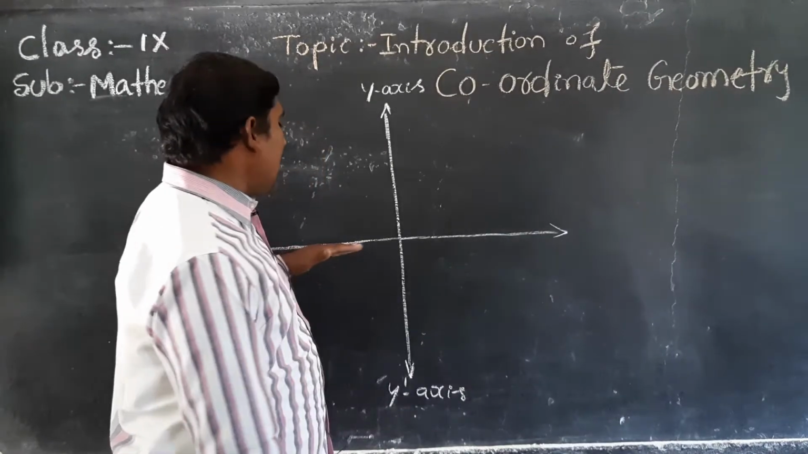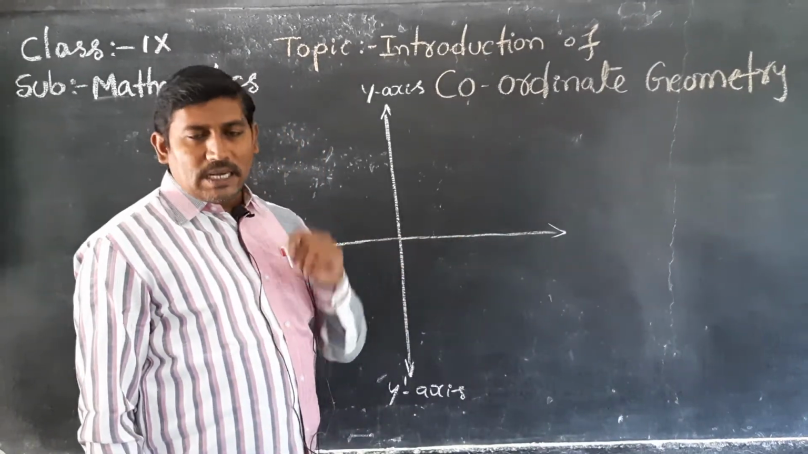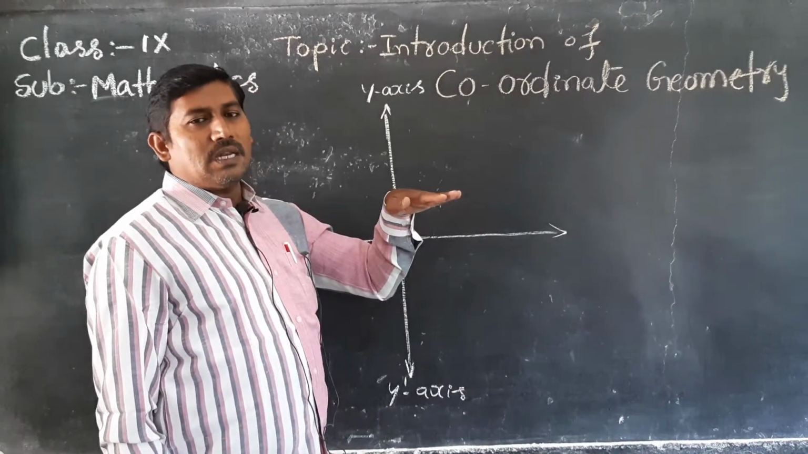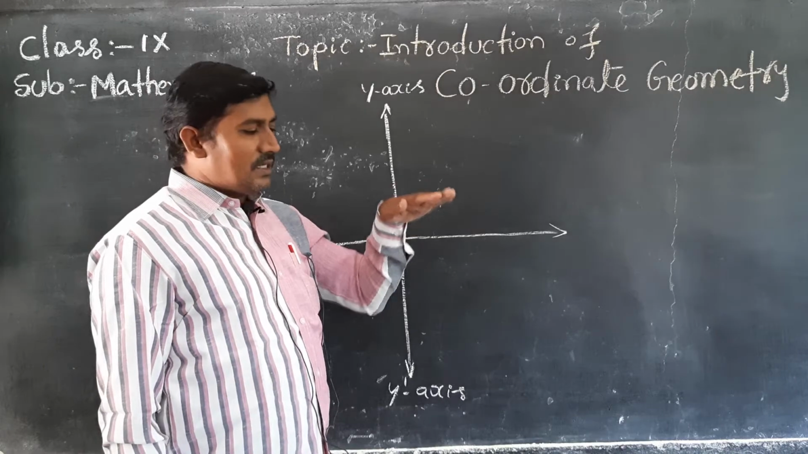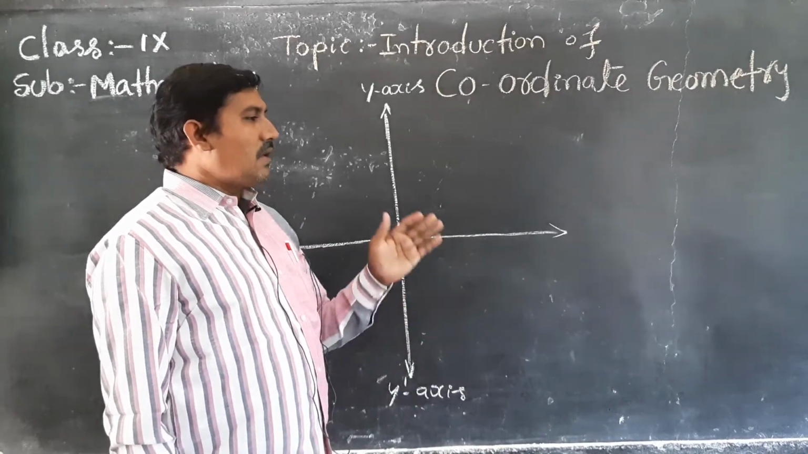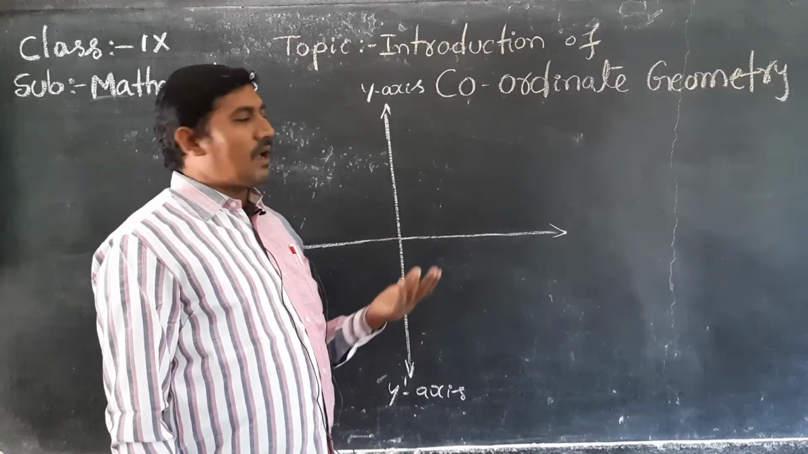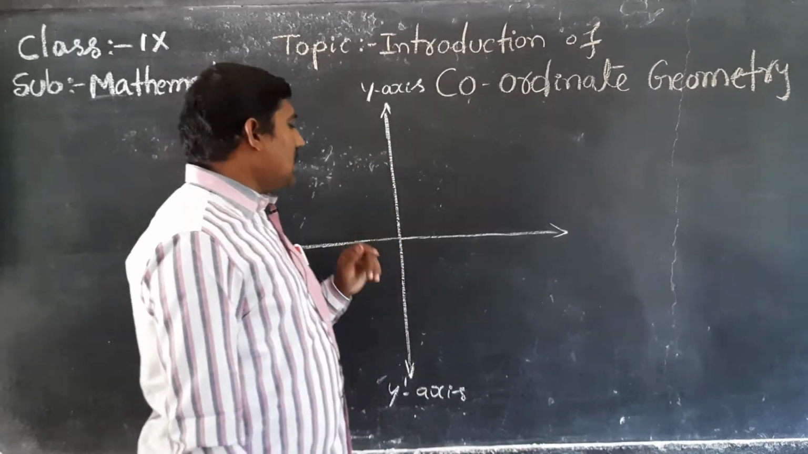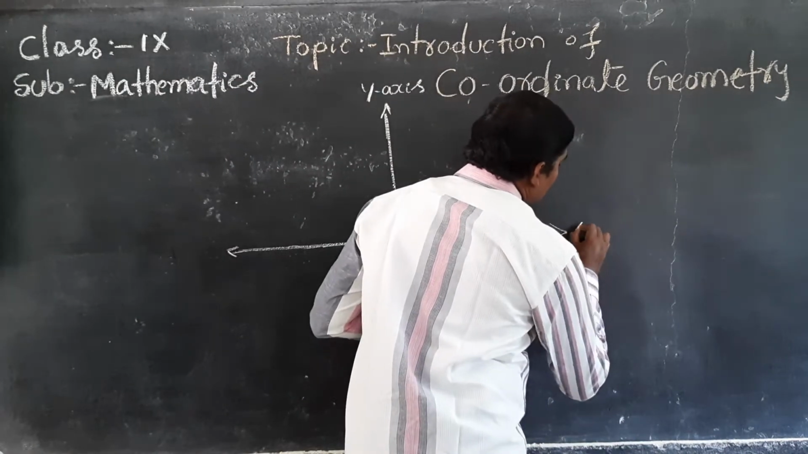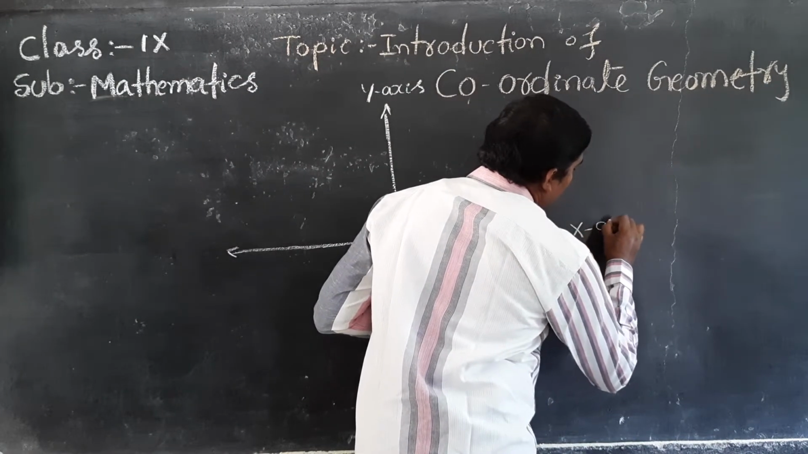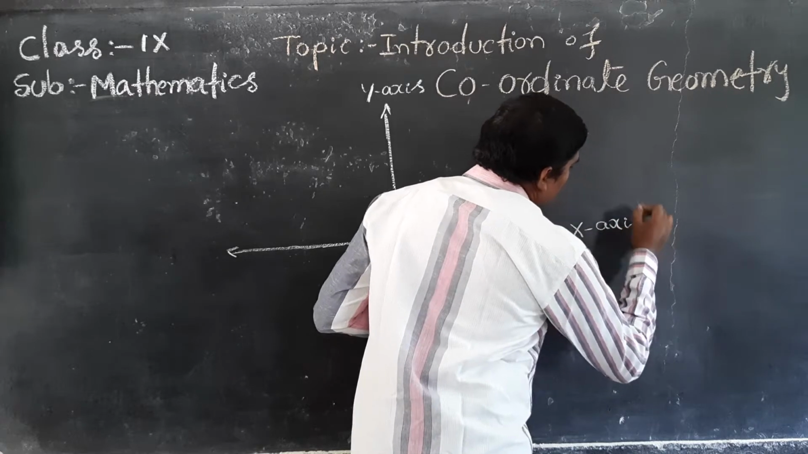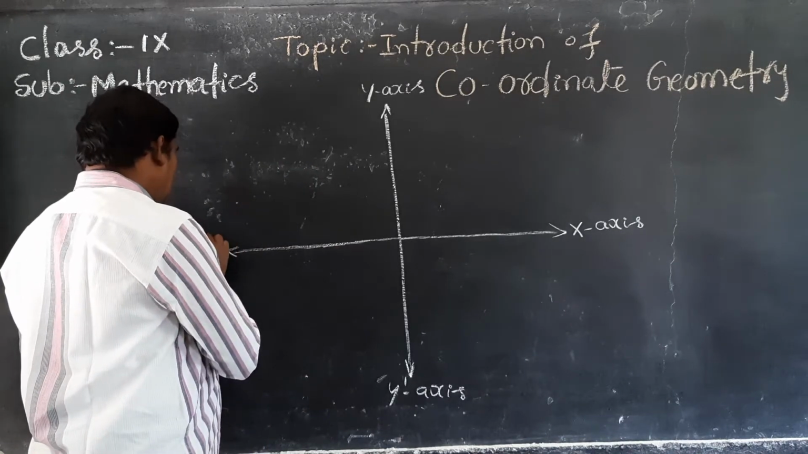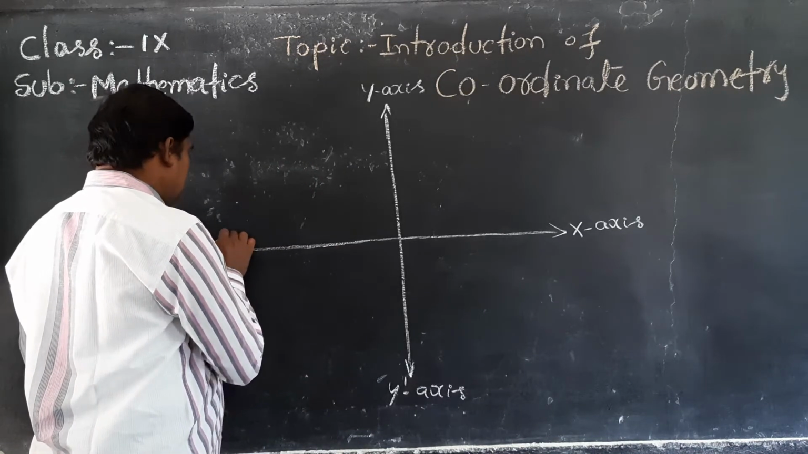This is a horizontal line. At the time we are sleeping on the bed, we are horizontal to the earth. At the time we are walking or running, we are vertical to the earth. This is the x-axis, and the negative side we take as x dash axis.